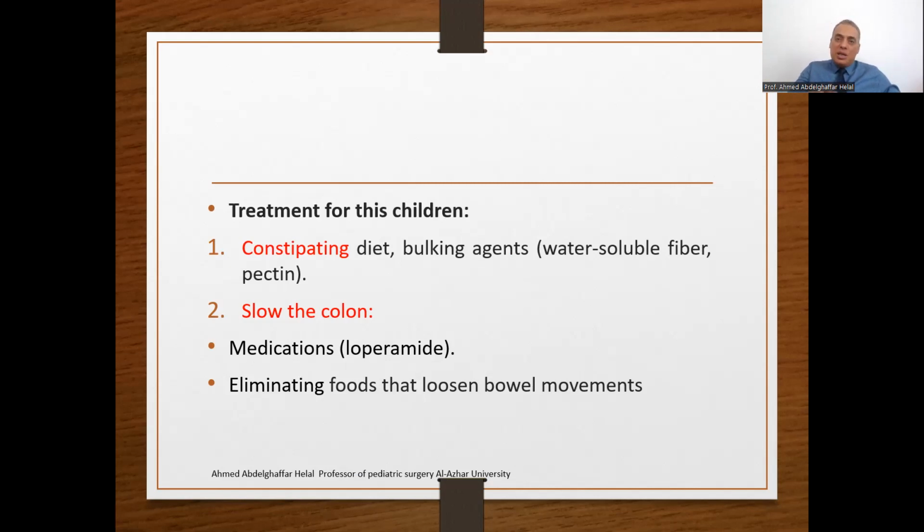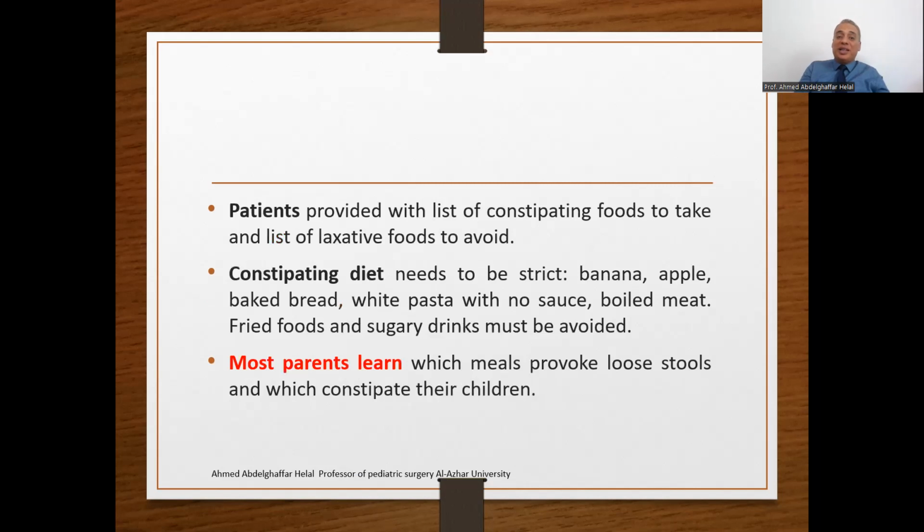Very important. However, on the other hand, treatment of true fecal incontinence with constipation is a bowel management with enema. The treatment here, for loose stool, is to give a constipating diet, bulking agents, and slow down the colon motility. It's very important that the patient is provided with a list of the constipating foods to take and a list of the laxative foods to avoid. The constipating diet needs to be very strict, and fried foods and sugary drinks must be avoided. Most parents learn which meals provoke loose stool and which constipate their children.